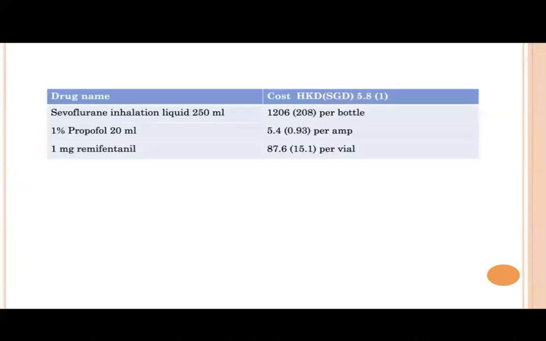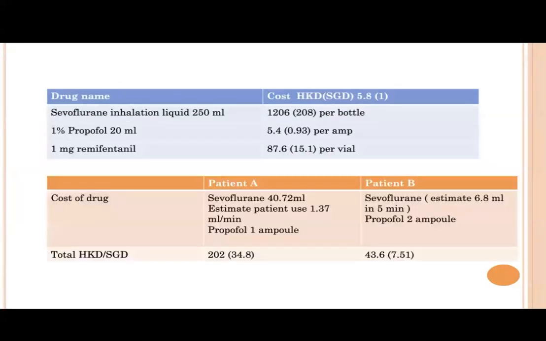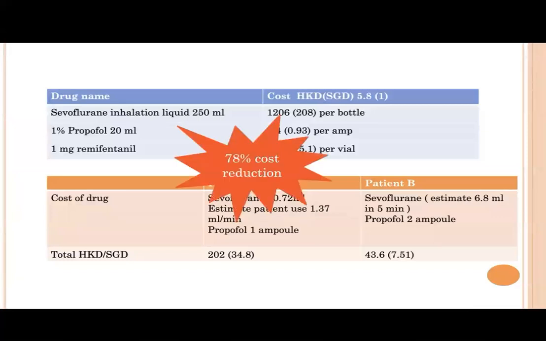So this is the cost of the drugs. For patient A, it costs more than $200. And for patient B, because remifentanil is not used to maintain spontaneous ventilation, you can see that the total cost is only $40. So there is a 78% cost reduction.